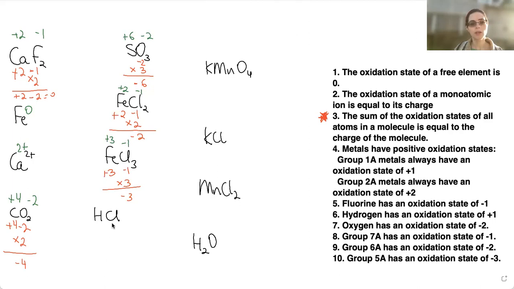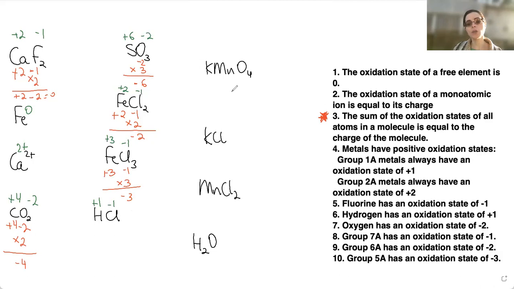And then hydrochloric acid. Let's go through the rules. Number 1 doesn't work. Number 2 doesn't work. Number 3 we'll leave out. Number 4, we don't have any 1A or 2A metals. Fluorine, we don't have. Hydrogen. Hydrogen is the first one that matches here. So it's going to be +1 for hydrogen, and we don't even need to make any calculations. Again, by rule number 3, the sum of the oxidation states has to equal the charge of the molecule. The molecule is neutral, so chlorine has to have an oxidation state of, sorry, -1.